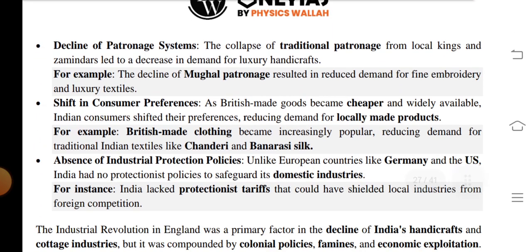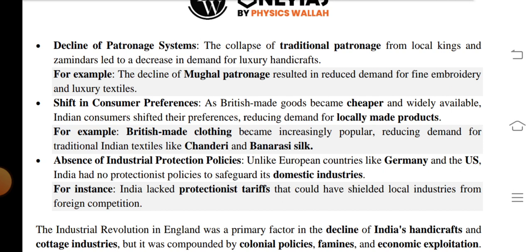Decline of patronage systems. The collapse of traditional patronage from local kings and zamindars led to a decreased demand for luxury handicrafts. For example, the decline of Mughal patronage resulted in reduced demand for fine embroidery and luxurious textiles. Shift in customer preferences, as British-made goods became cheaper and widely available.